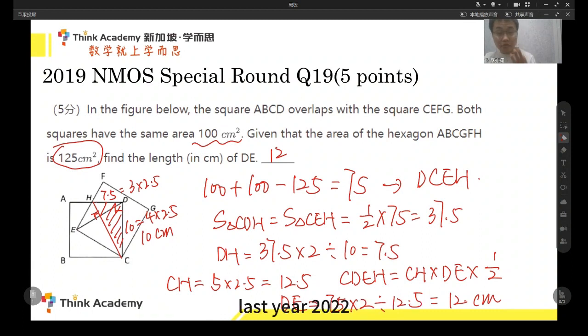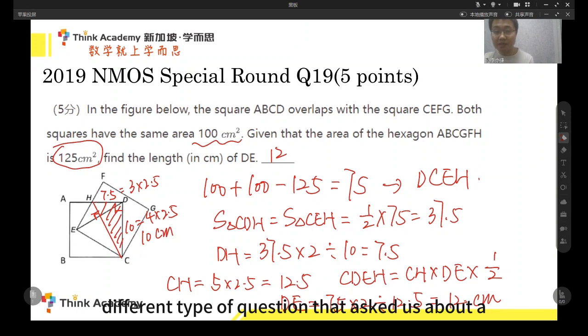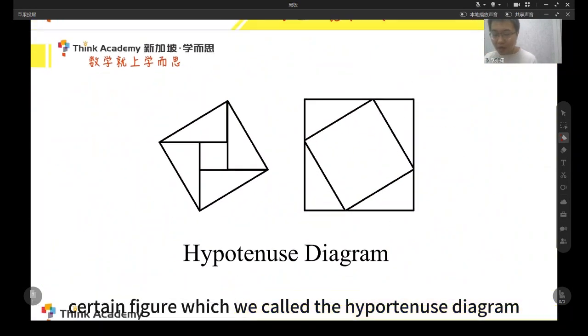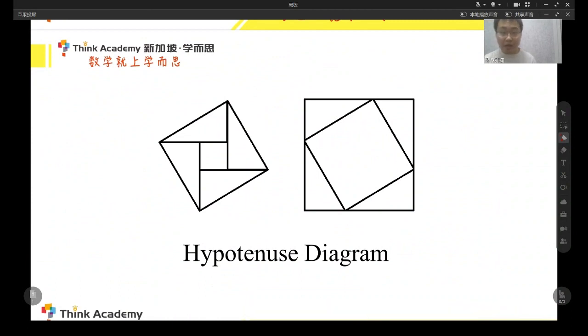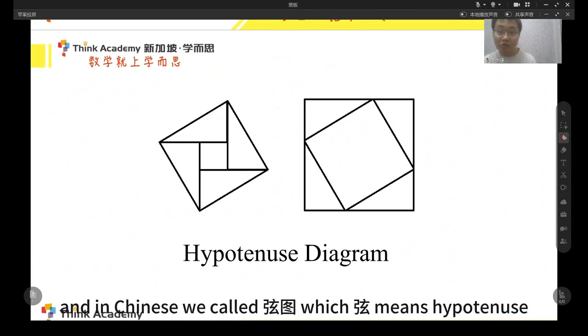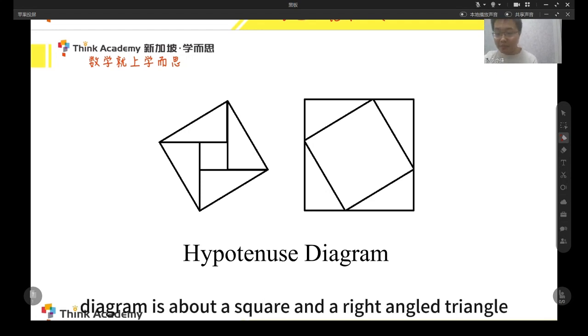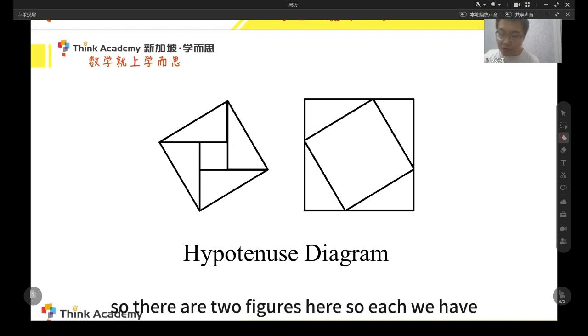Last year, 2022, there was another type of question that asks us about a certain figure which we call the hypotenuse diagram. In Chinese, we call it 弦图, where 弦 means hypotenuse. The hypotenuse diagram is about a square and a right angle triangle. So there are 2 figures here.